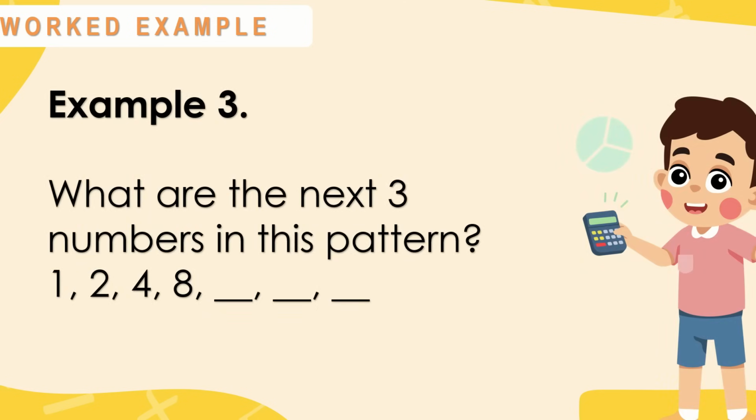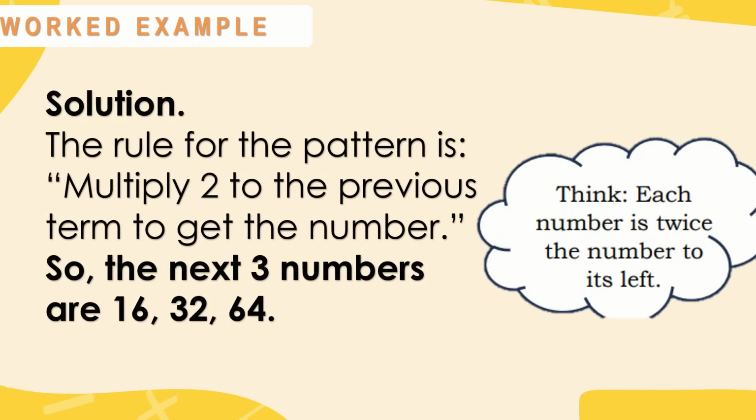Example 3. What are the next 3 numbers in this pattern? 1, 2, 4, 8. Think each number is twice the number to its left. Solution: the rule for the pattern is multiply the previous term by 2 to get the next number. So the next 3 numbers are 16, 32, 64.